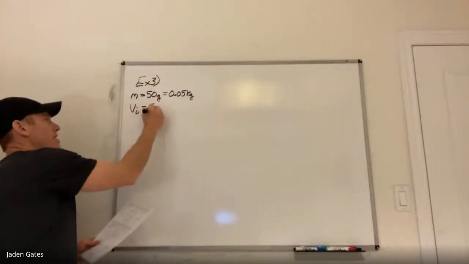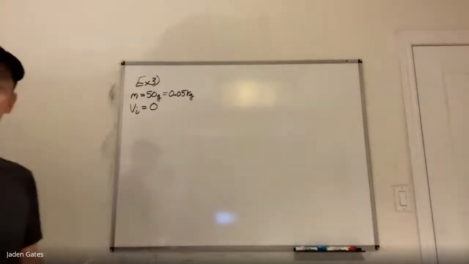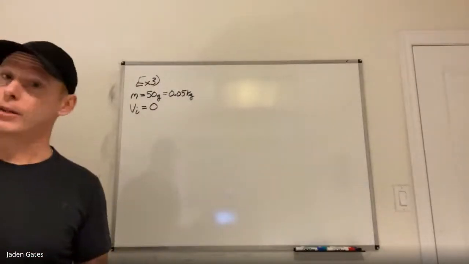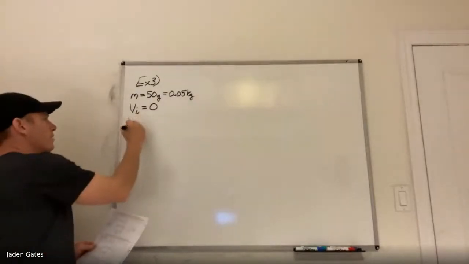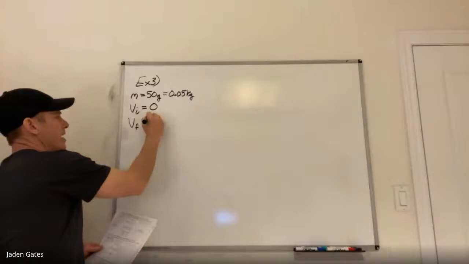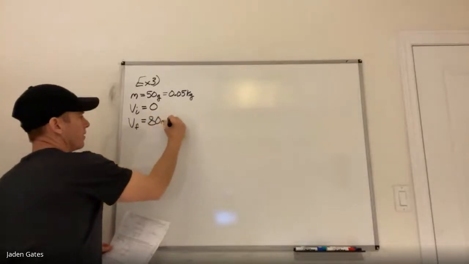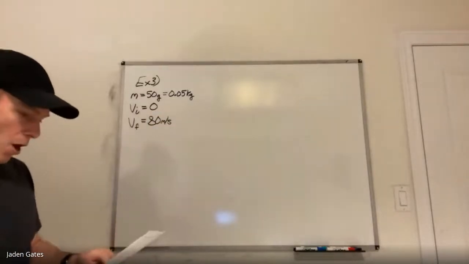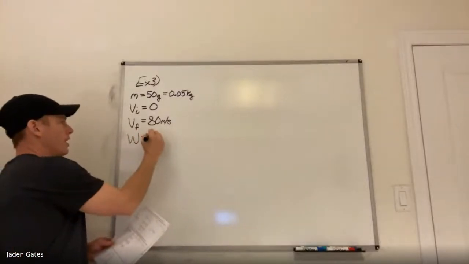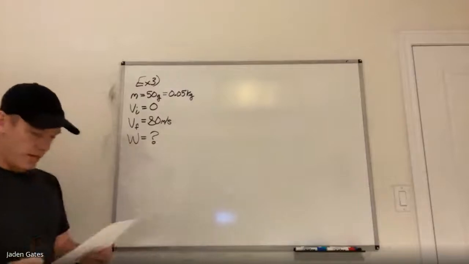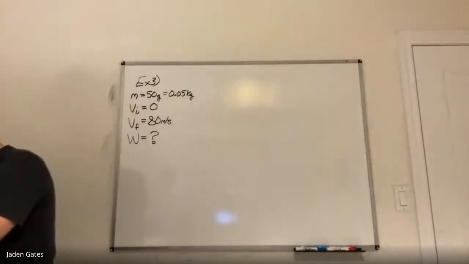Now my arrow, when it's initially starting, is nothing. There's no speed on an arrow, thank goodness. Otherwise, it'd be tough to shoot it. VF, though, we know is 80 meters per second. And what we want to look at is calculating the work done on the arrow.